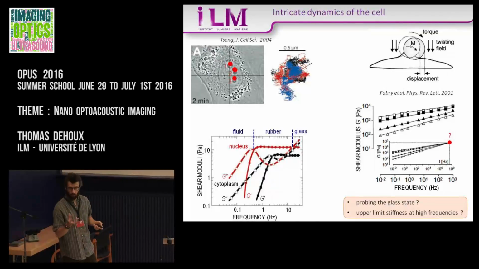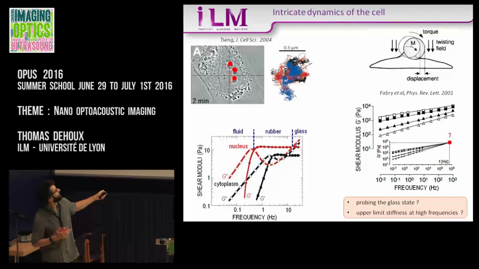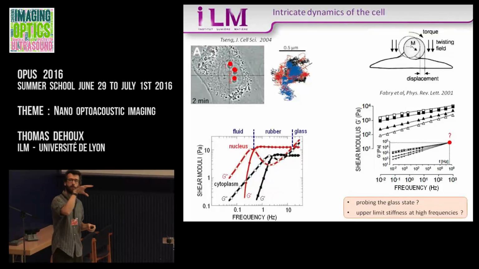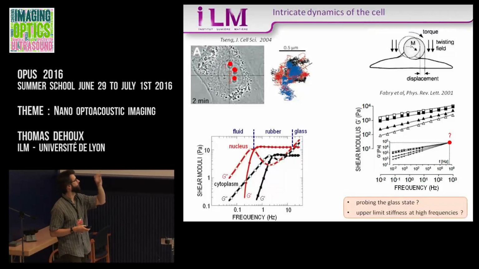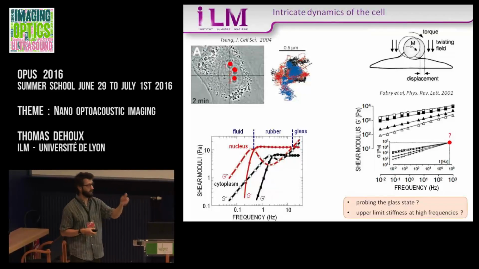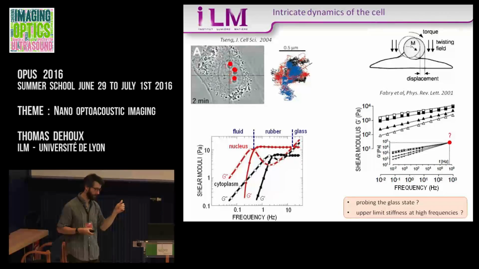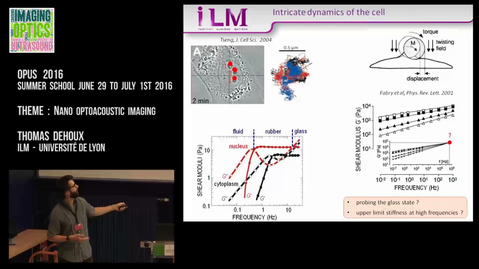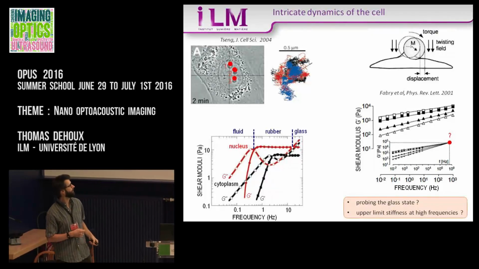And one way to measure this is to, for instance, insert small beads inside the cell, and look at the Brownian motion of the bead. If you follow the Brownian motion, and using Stokes' law, you're able to extract the shear modulus as a function of frequency. And you get these curves in the nucleus, in red, or in the cytoplasm.